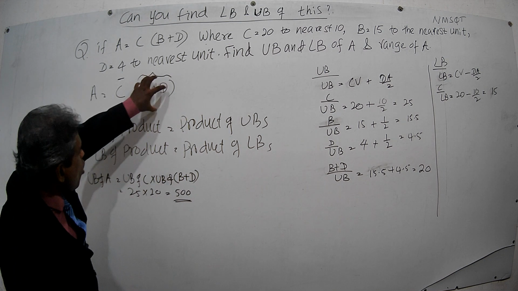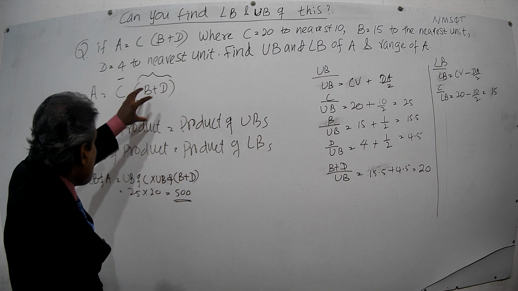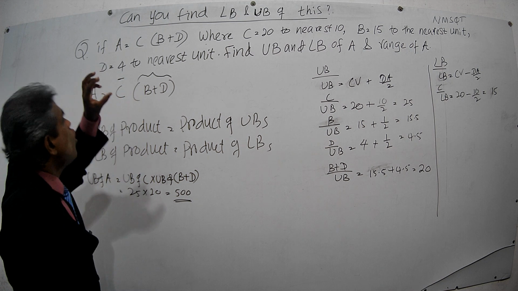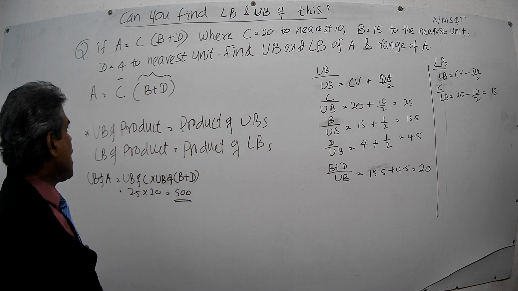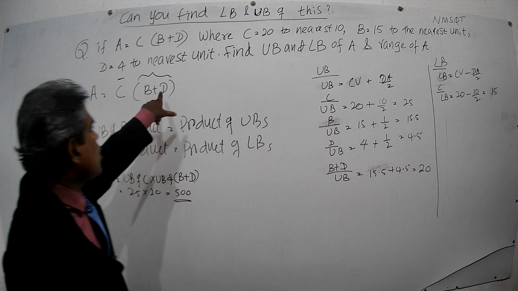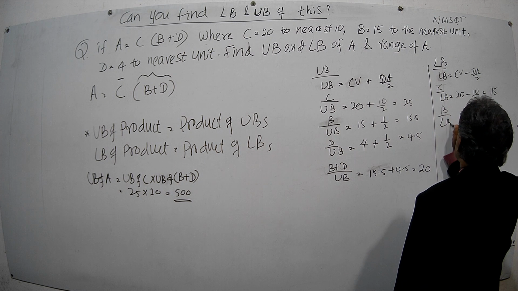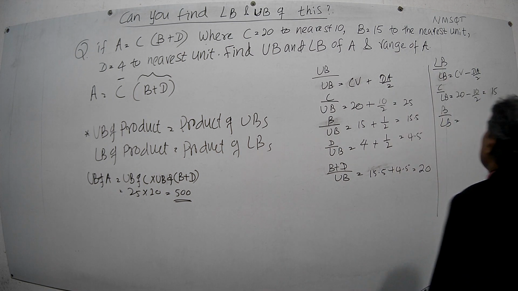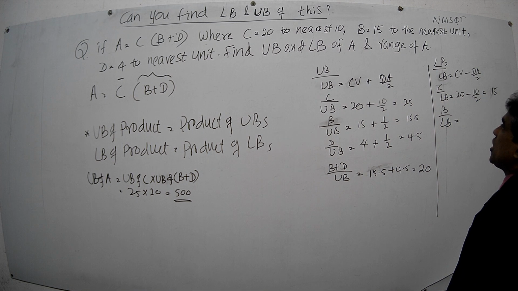Then to find the lower bound of this B plus D, we have to add the lower bounds of B and D. We have to add the lower bound of B to the lower bound of D to get the lower bound of B plus D, the lower bound of the sum. Therefore, we want to find the lower bound of B and the lower bound of D. Then again, the lower bound of a single number is the corrected value minus the degree of accuracy over 2. Same principle, same formula applies.